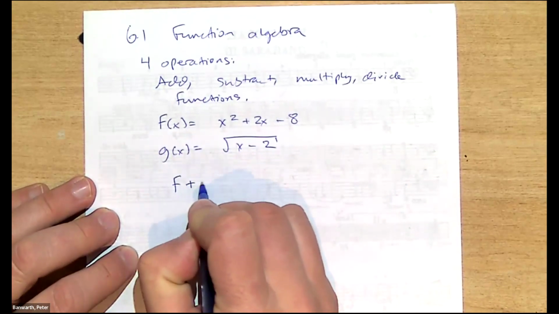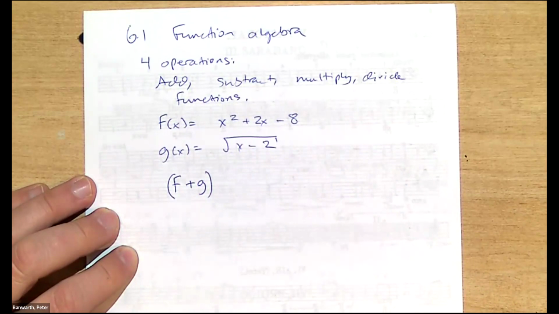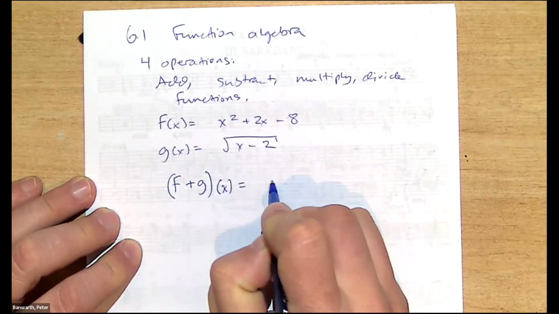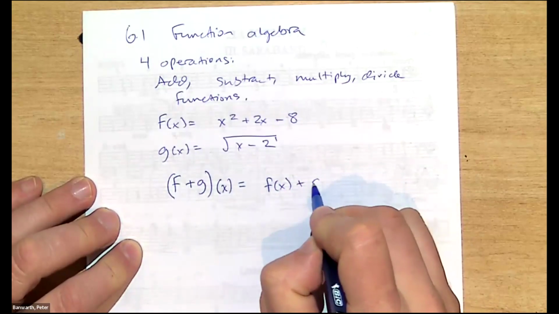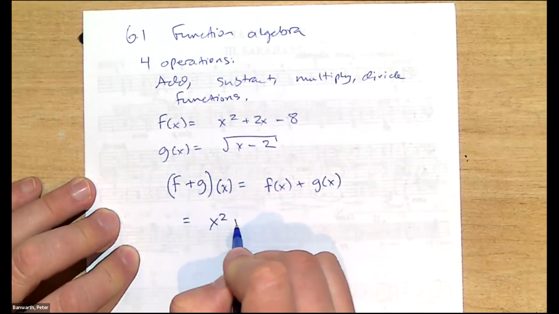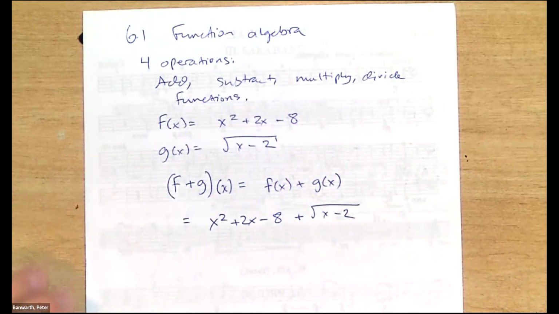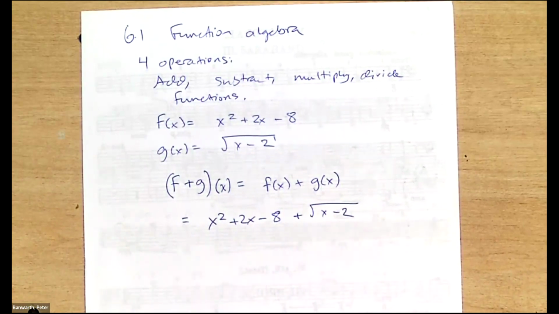We can do something like f plus g. Then we put parentheses around them. This section and the next section are where parentheses are going to get a little bit out of control. And so you really have to slow down and memorize what each different but similar notation means. F plus g of x just means take your outputs from f of x, take your outputs from g of x, and add them together. So that's equal to x squared plus 2x minus 8 plus square root of x minus 2. Outputs of f, outputs of g, add them together.